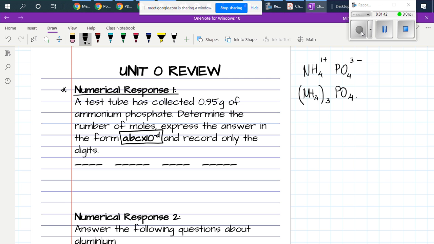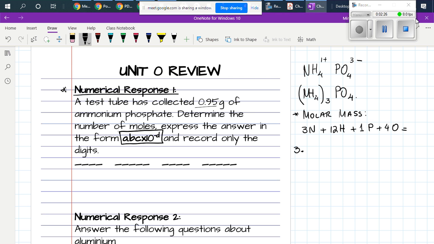Okay, so the very first thing, in order to determine the number of moles from grams, we have to identify the molar mass. As we mentioned in the previous lesson, the molar mass is figured out by finding how many atoms of each we have in the formula. This is why we need the formula. We have 3 nitrogen, 12 hydrogen, 1 phosphorus, and 4 oxygen.